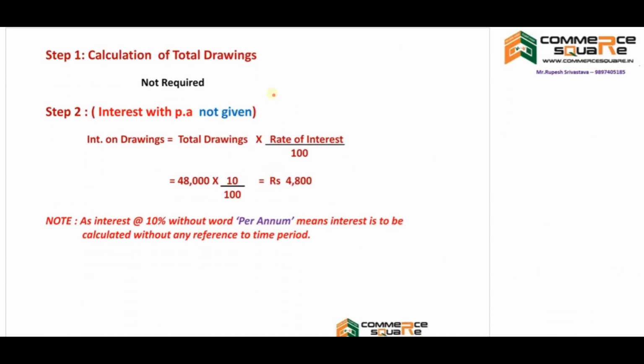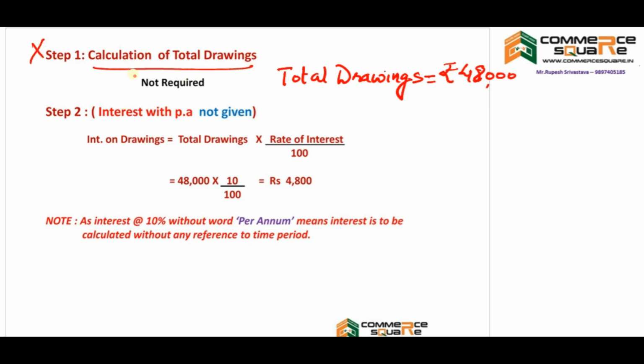As the total drawing is already given, the total drawings is given to you, that is rupees 48,000 already given to you in lump sum. Hence we don't require step 1 to calculate the total drawings. We don't need this, not required.